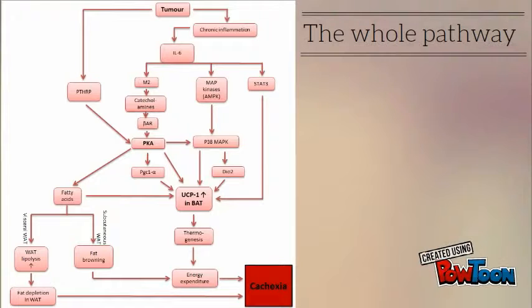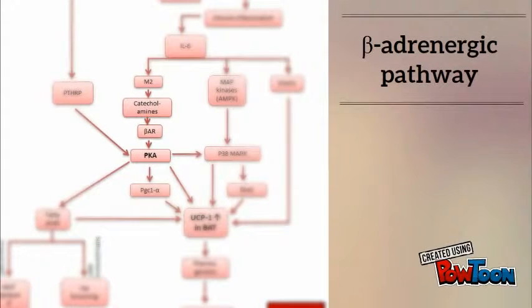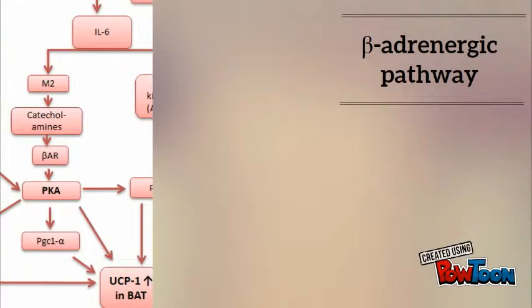The tumor induces chronic inflammation, characterized by the upregulation of the pro-inflammatory cytokine interleukin-6. This cytokine stimulates various pathways which are involved in thermogenesis and fat depletion. The major pathway influenced by interleukin-6 is the beta-adrenergic pathway, which is controlled by the hypothalamus via the sympathetic nervous system. Interleukin-6 stimulates development of M2 macrophages, which stimulates production of catecholamines such as norepinephrine.